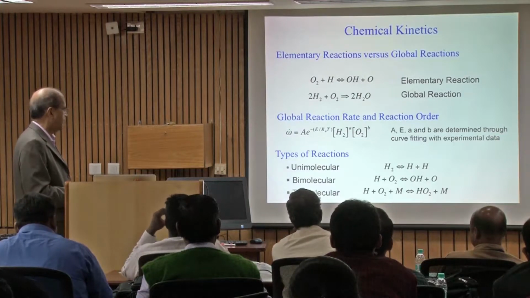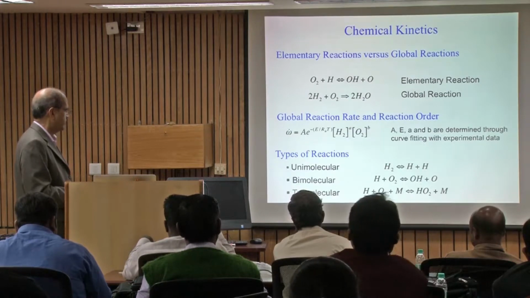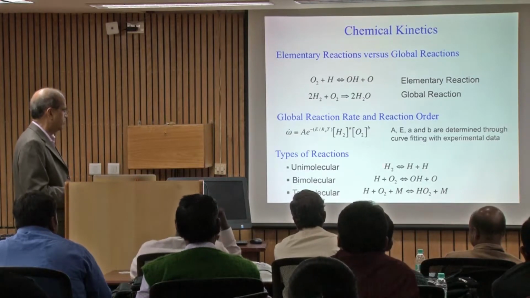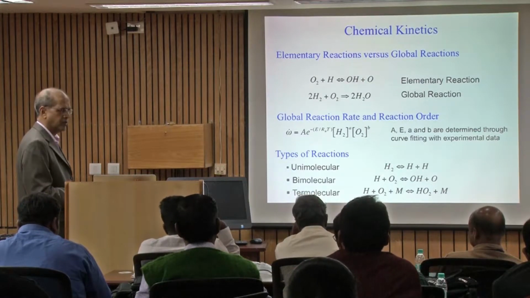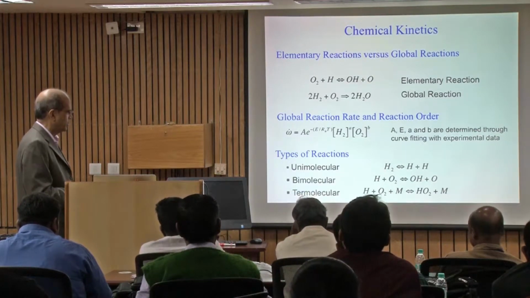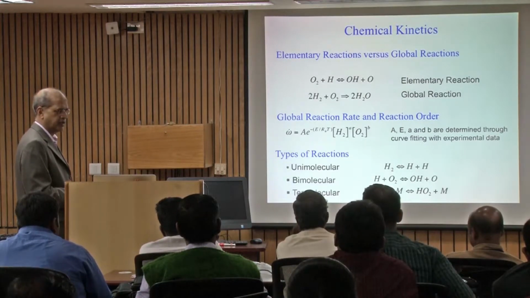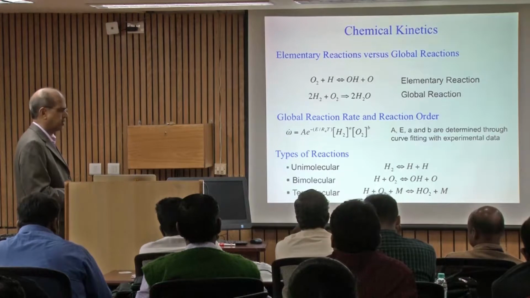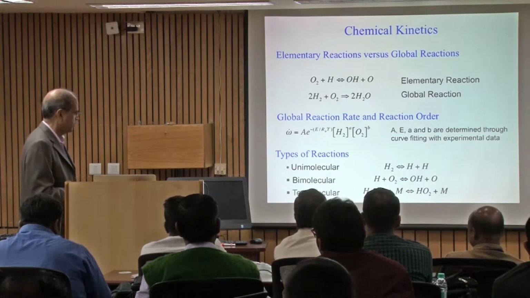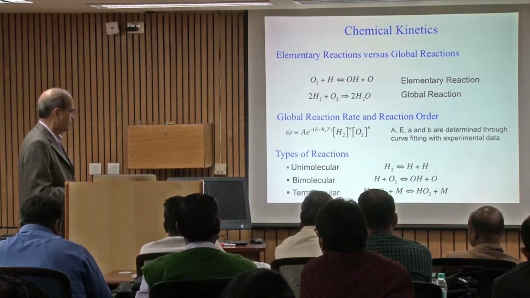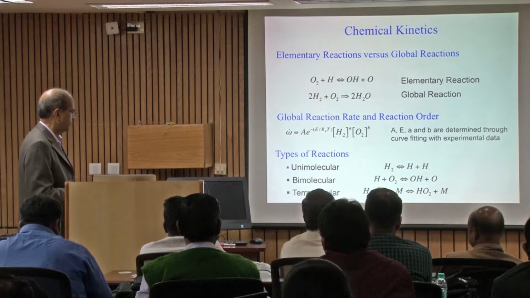At the elementary reaction level, the molecular level, we can define unimolecular reactions, where only one molecule participates on the reactant side. The reverse reaction is not unimolecular. The reverse reaction will be bimolecular, hydrogen and hydrogen. Then bimolecular reactions are the most common. And then three-body reactions.